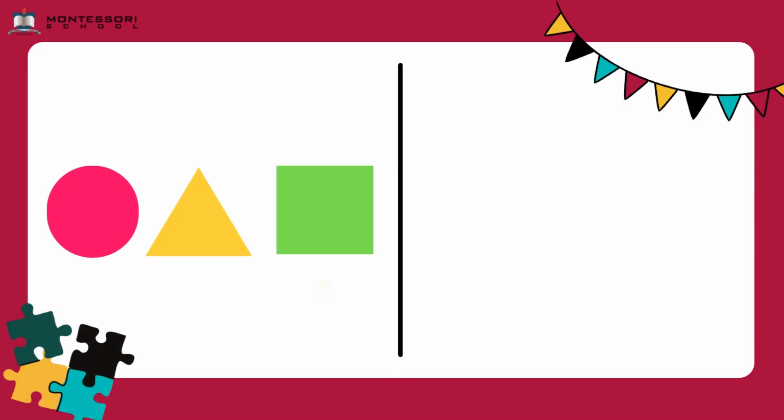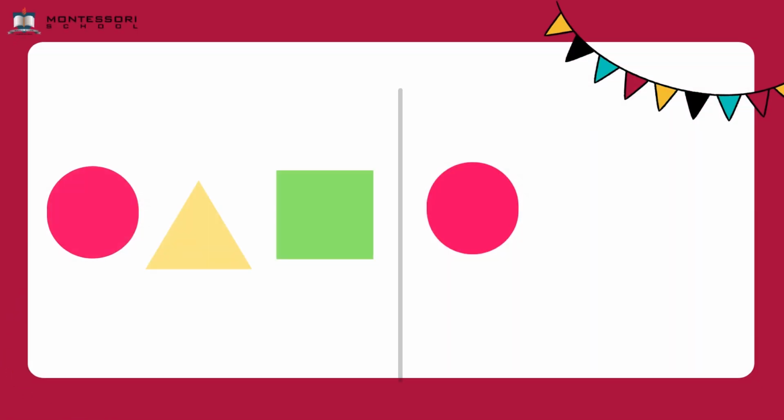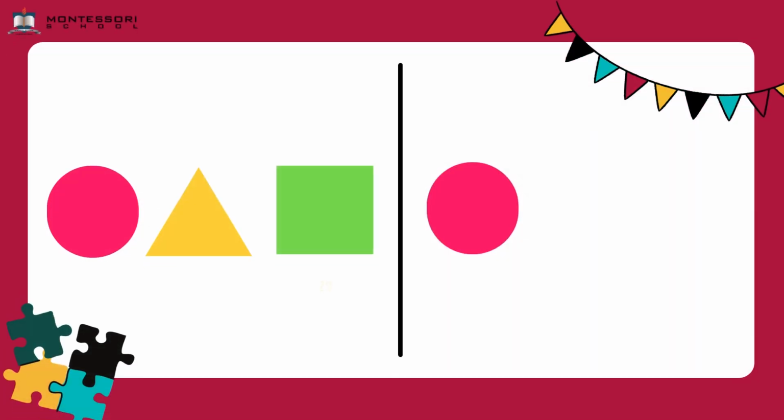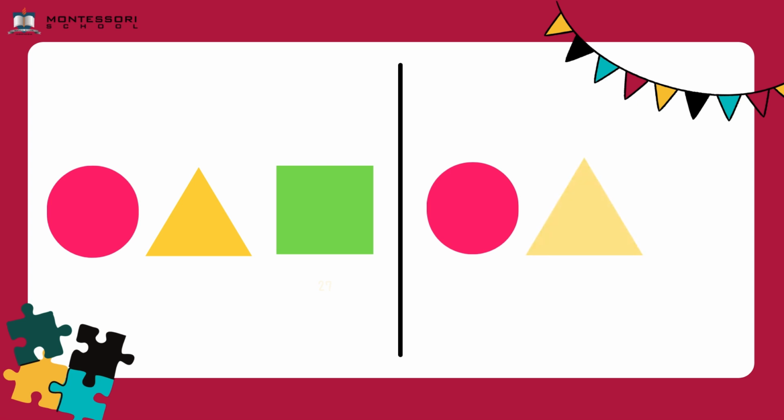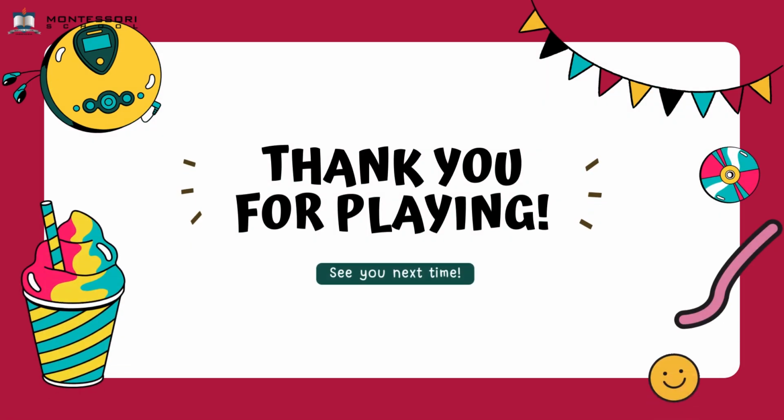Now let us make the pattern together. Pink circle, yellow triangle, green square. So friends, now you already know about patterns.